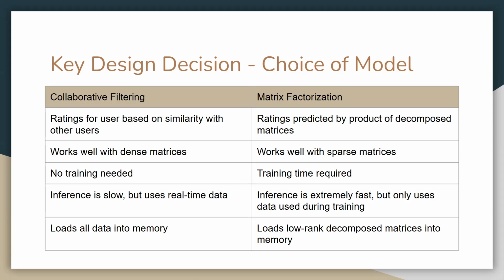On the other hand, matrix factorization has ratings predicted by the product of decomposed matrices. Matrix factorization works well with sparse matrices. It requires some training time, but inference is extremely fast. However, inference only uses the data that was used during training. Finally, matrix factorization only needs to load low-rank decomposed matrices into memory instead of all the data.